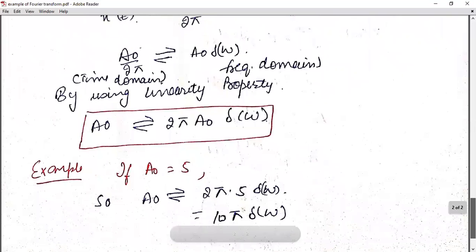Suppose I explain a simple example. If you have the question where a naught is equal to 5, you have to find the Fourier transform of the given signal 5. How are you going to find it? You simply substitute here 2 pi times 5 del of omega. By solving it, we get 10 pi del of omega.